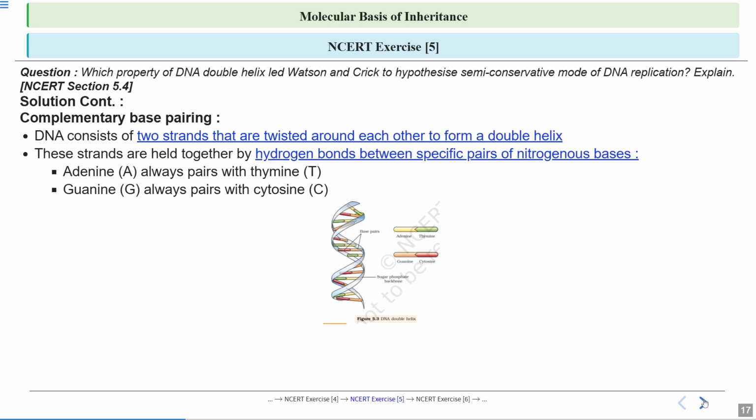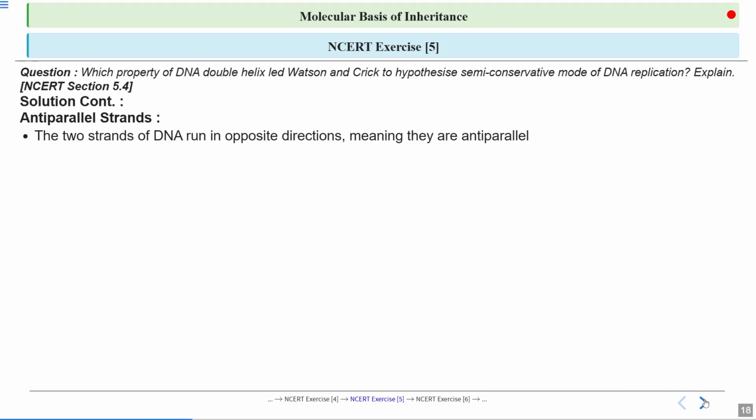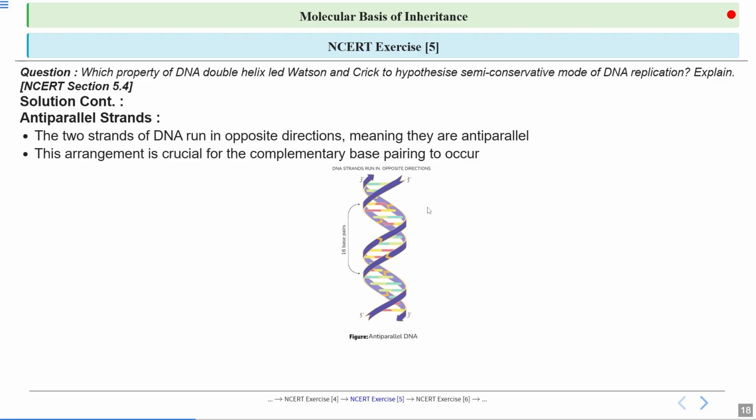Now, next is antiparallel strands. The two strands of DNA run in opposite directions, meaning they are antiparallel. This arrangement is crucial for complementary base pairing to occur. We know that in DNA strands, if one is running in the 5' to 3' direction, the other will be running in the 3' to 5' direction. So these are antiparallel strands, running in different directions.